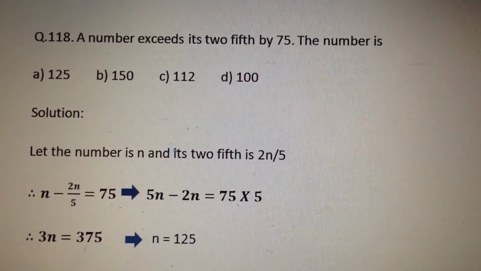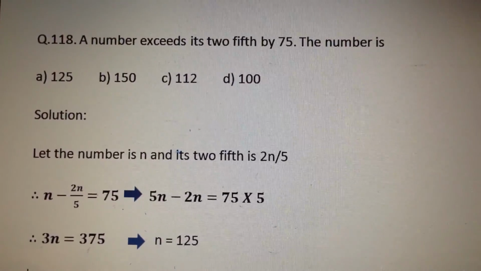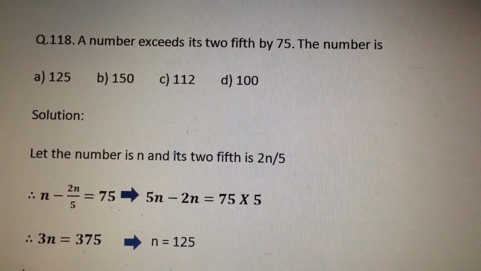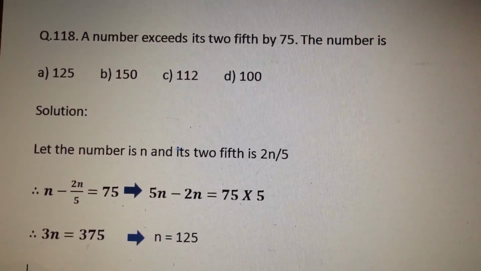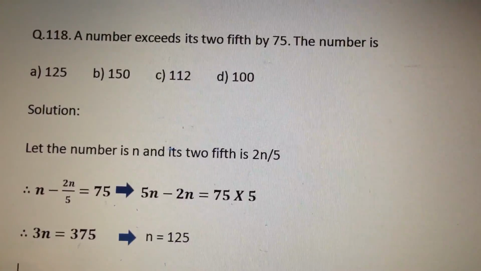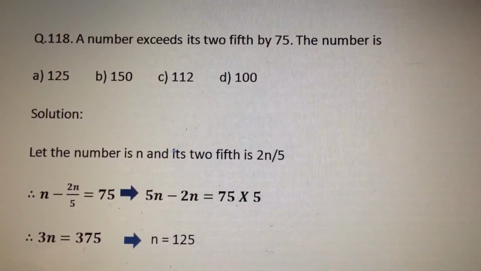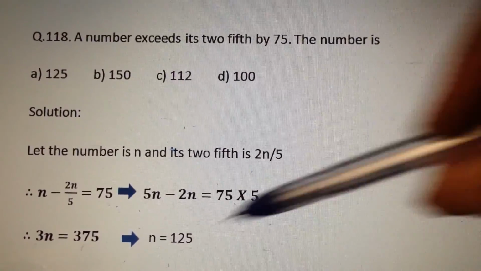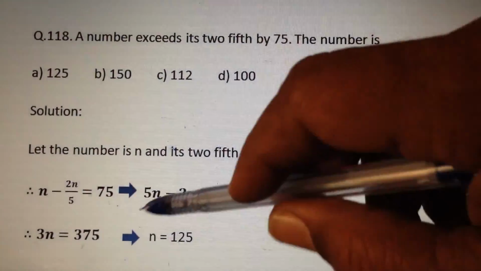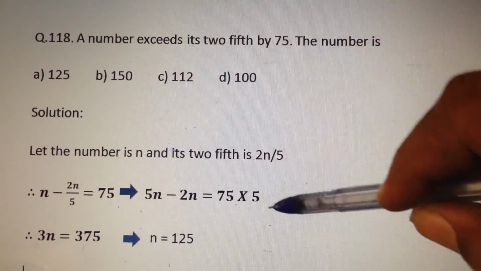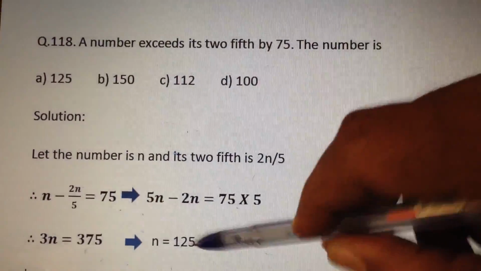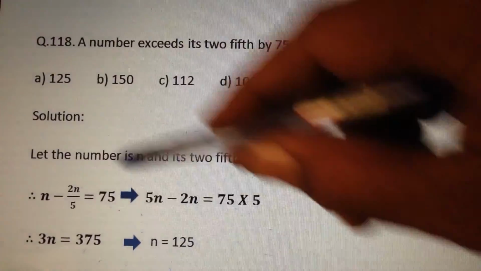Next question. A number exceeds its 2/5 by 75. Find the number. Let us assume the number is n and its 2/5 becomes 2n by 5. And it is given the difference is 75. Therefore, n minus 2n by 5 is equal to 75. That is 5n minus 2n is equal to 75 into 5. Therefore, 3n is equal to 375 and n is equal to 125. Therefore, our answer is option A.